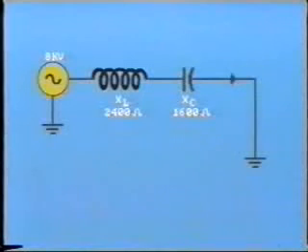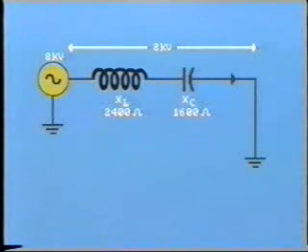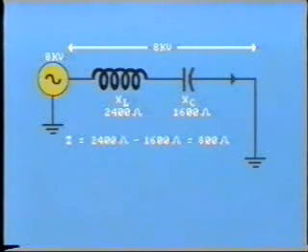You'll remember from your study of electrical fundamentals that the term resonance refers to the combination of inductance and capacitance that can give rise to extremely high voltage levels. For example, look at this simple series circuit. We have an inductive reactance of 2400 ohms in series with a capacitive reactance of 1600 ohms. The voltage across the circuit is 8 kV. The resistance of this particular circuit is negligible.